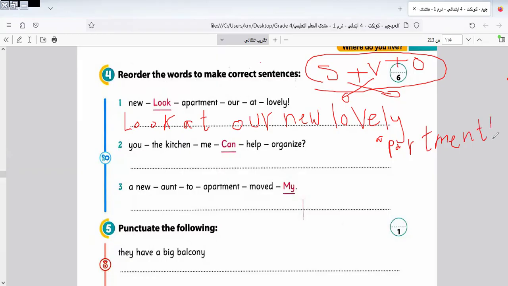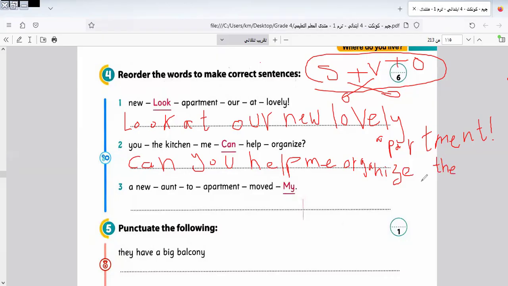And I put an exclamation mark at the end of the sentence. So the answer here, what would it be? This is a question. So, can you help me organize the kitchen? So the sentence would be, can you help me organize the kitchen? And I put the question mark at the end of the sentence.